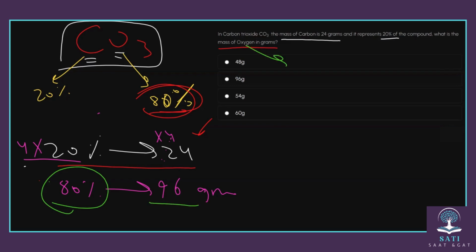And we know that oxygen represents 80%, so it shows 96 grams. This is one way to solve. Another way to solve is, as long as this 24 grams represents 20%, the oxygen would represent 80%. 80% means 4 times this percentage, so it is 4 times this number. 4 times 24, you find 96.